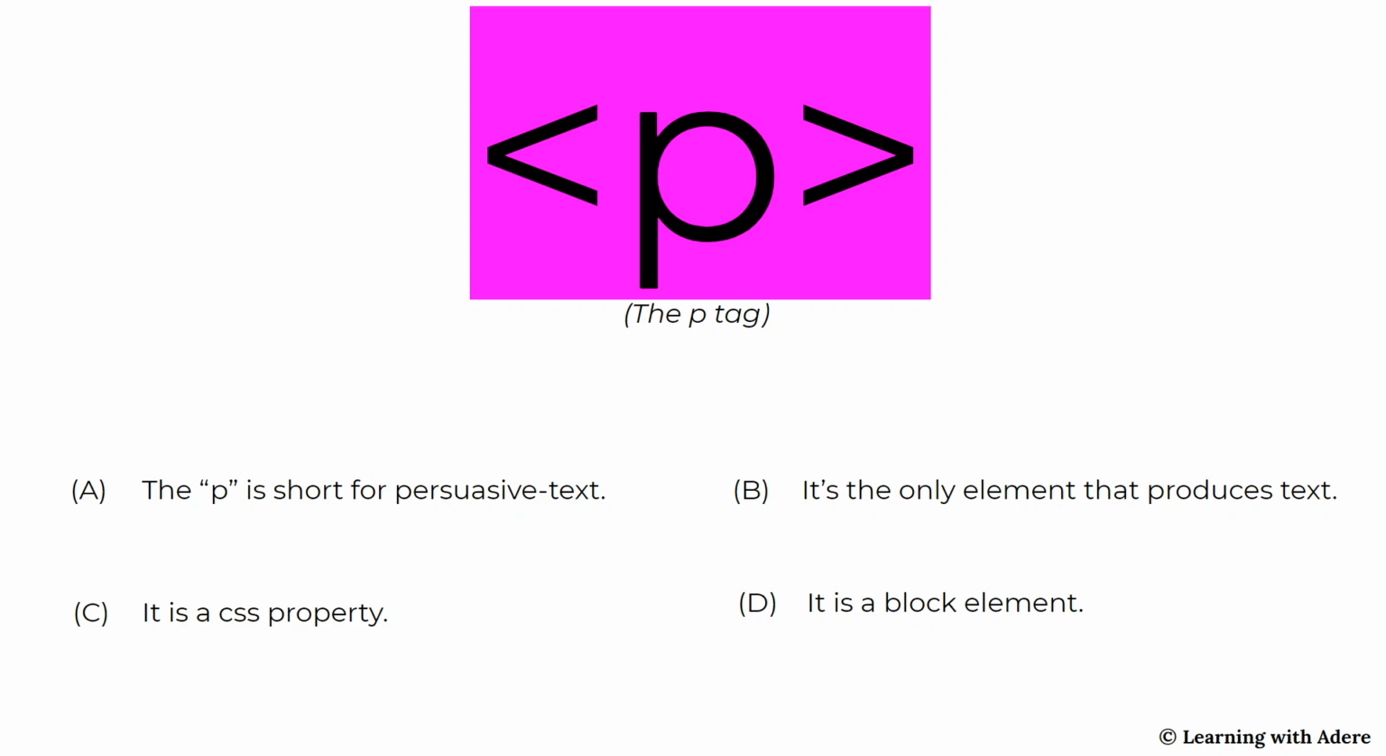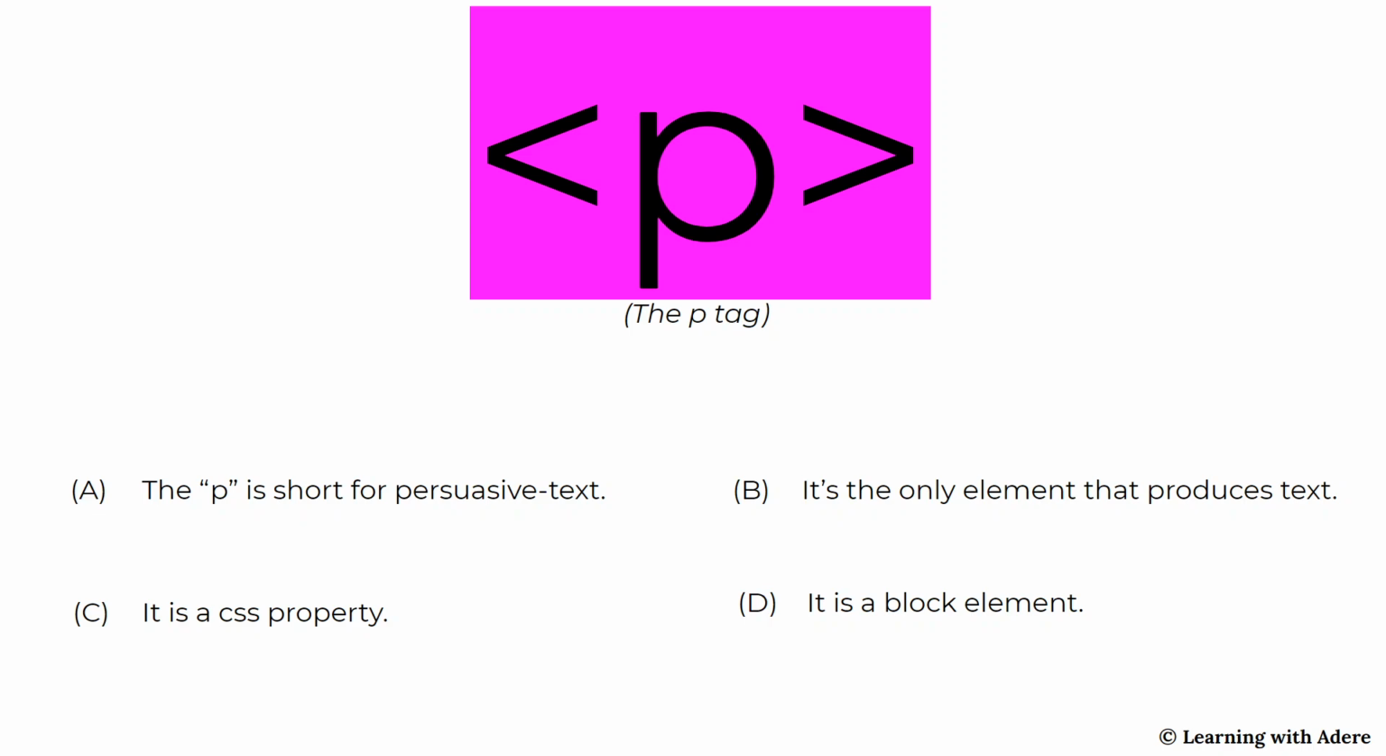So option A is that the P in p tag is short for persuasive text. Option B is that the p tag is the only element that produces text. Option C is that it is an CSS property. And option D is that the p tag is a block element.